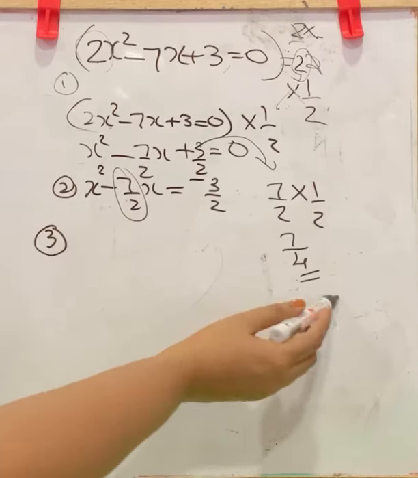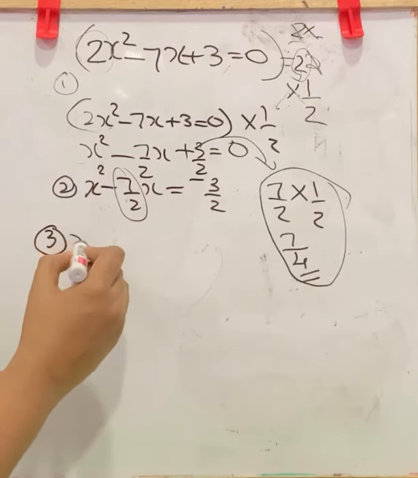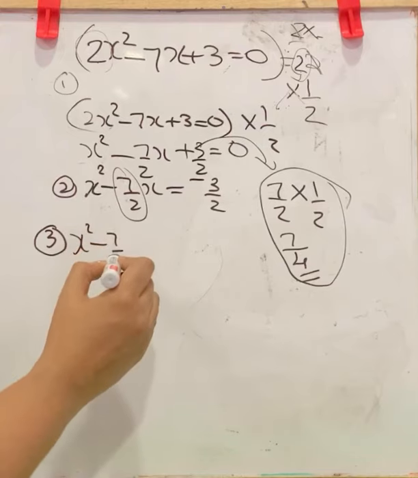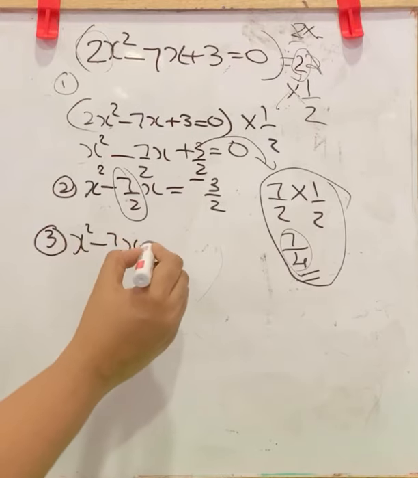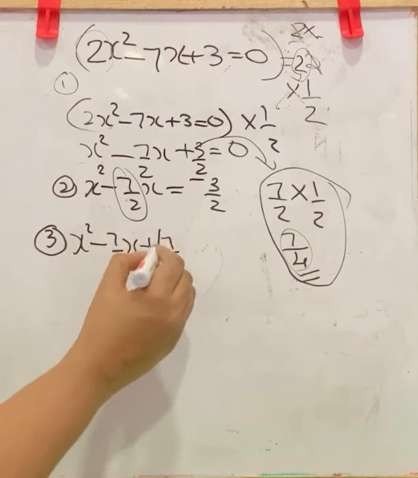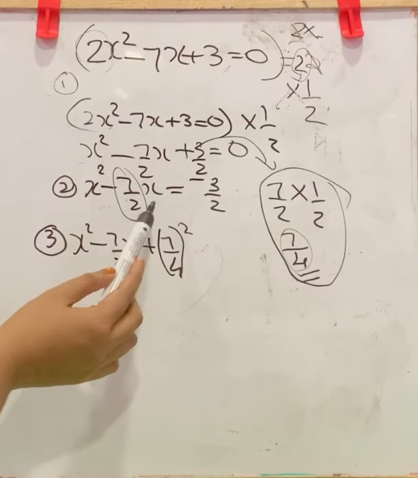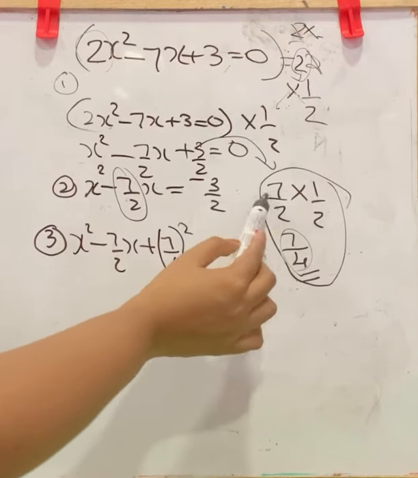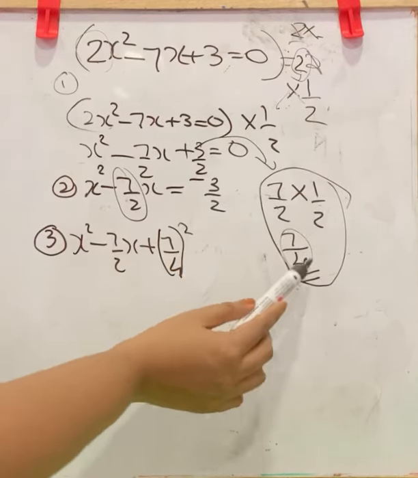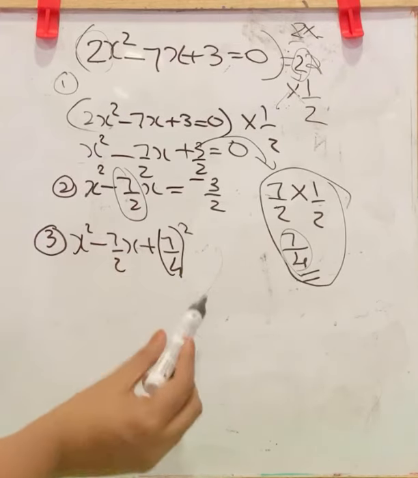Third step, you got a result from here. You want to take that to this equation. x square minus 7 by 2 x is already in the equation. Now, here we got 7 by 4. You have to add 7 by 4 whole square. So what we did is, we took the coefficient of x without sign and multiplied it by 1 by 2. Then we are adding its square to the given equation.